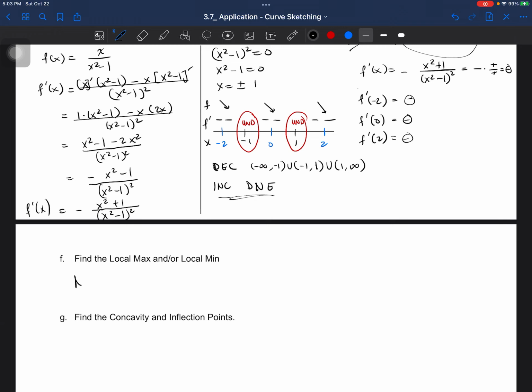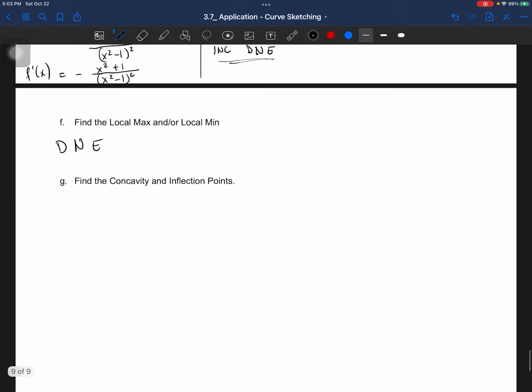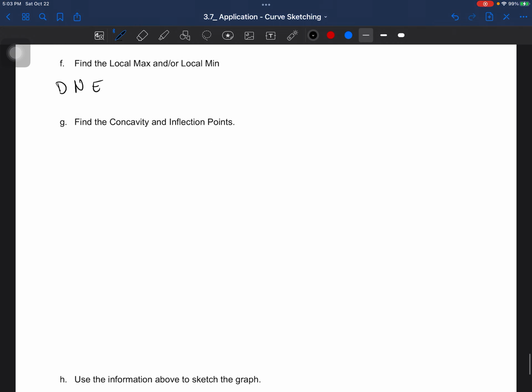Next part is to find local max, local min. We can argue there are no critical numbers, so there's no local max and no local min.